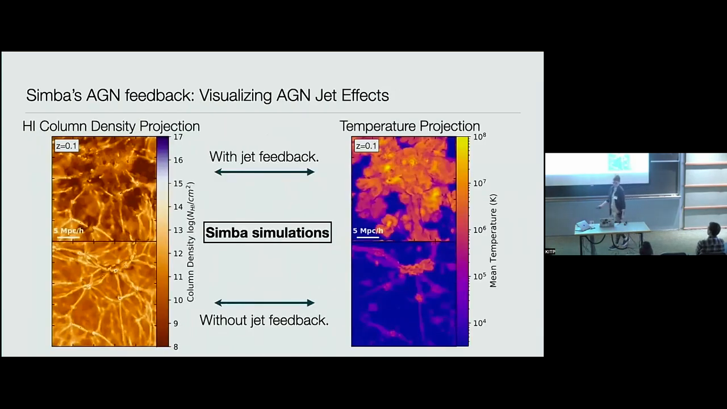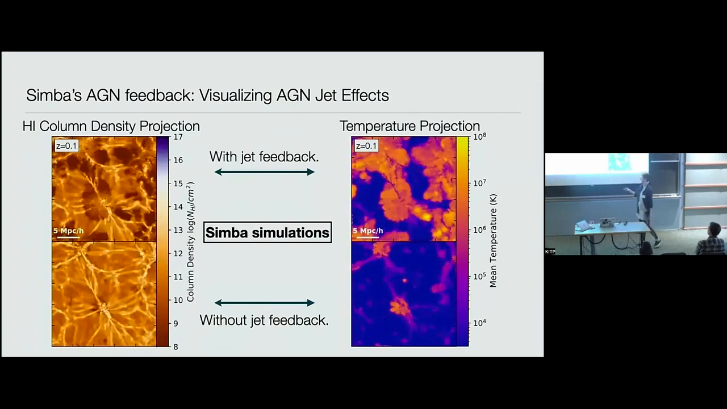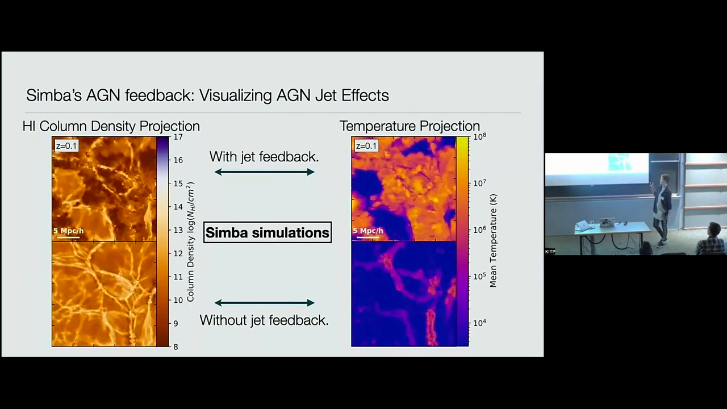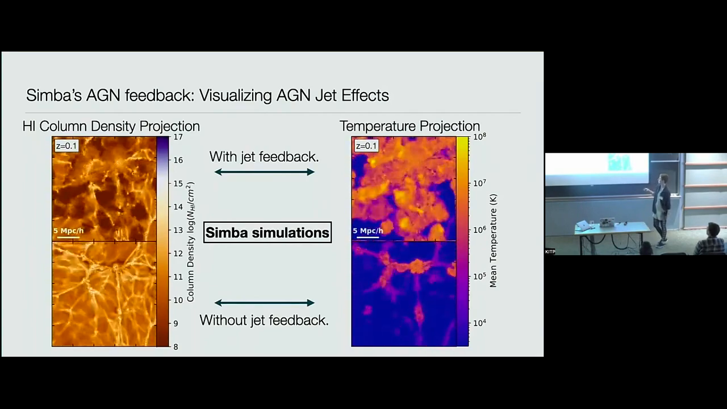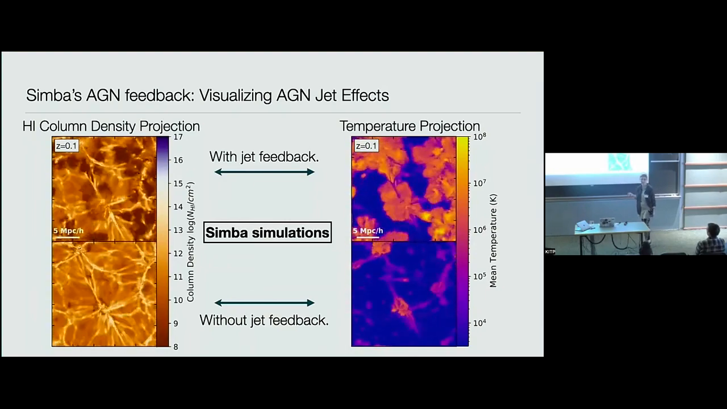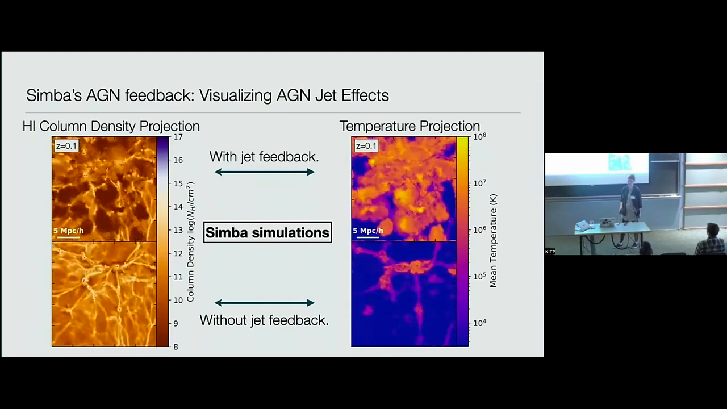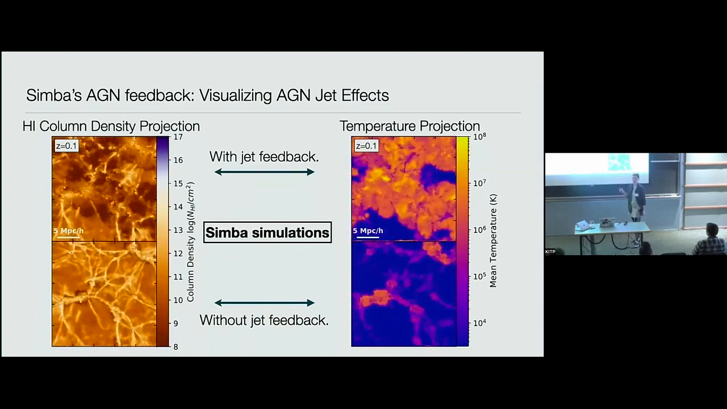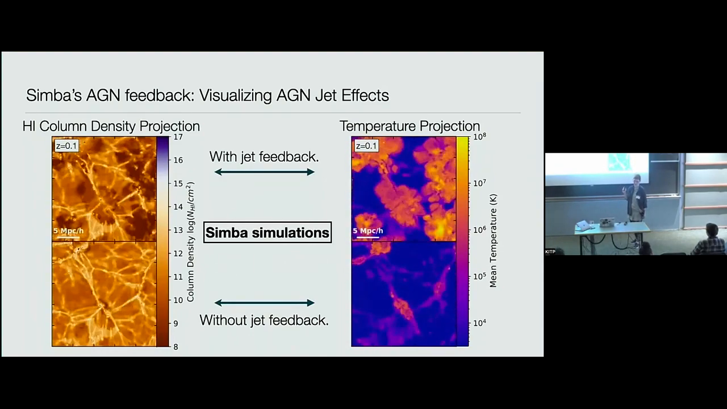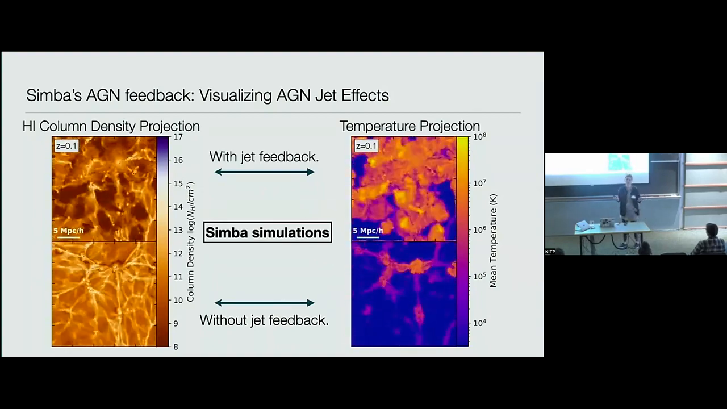So just to visualize this, we have a little GIF here with jet feedback on the top and without jet feedback at the bottom. You can see on the right the temperature projections. On the top, you can see just how much those jets are actually heating the IGM. It's crazy the difference with and without jet feedback. This is still including their other feedback mode. Simba has 2 feedback modes, well, it's 3, but just think about jet and radiative.